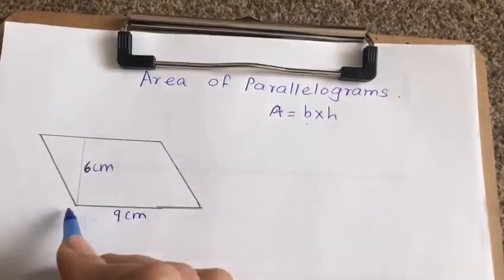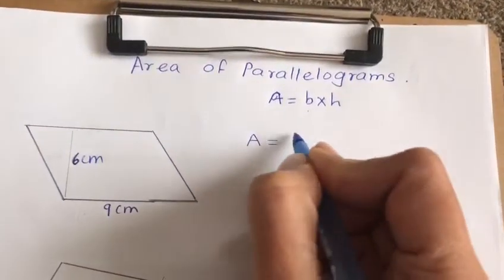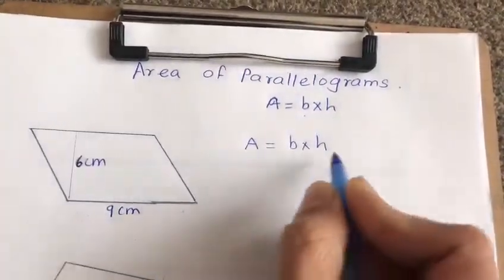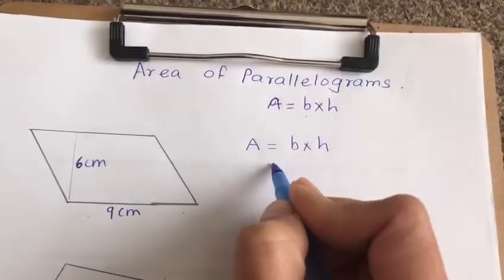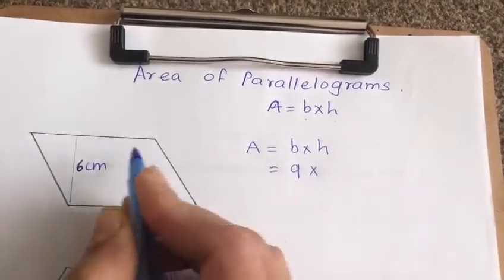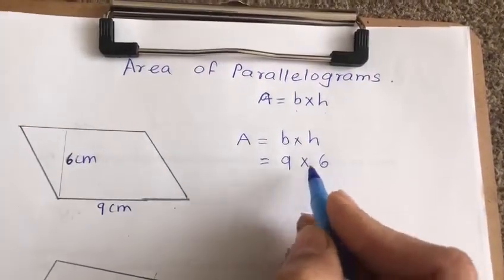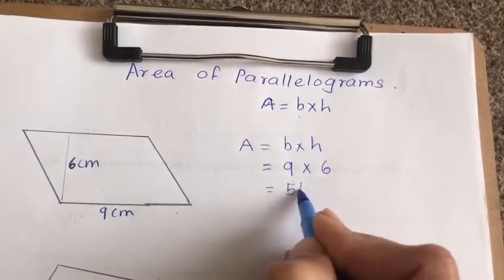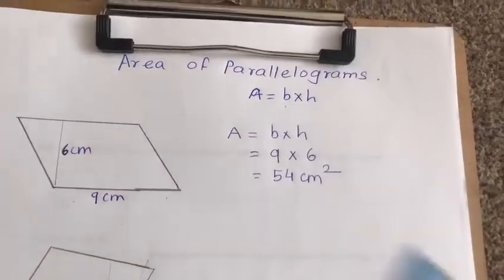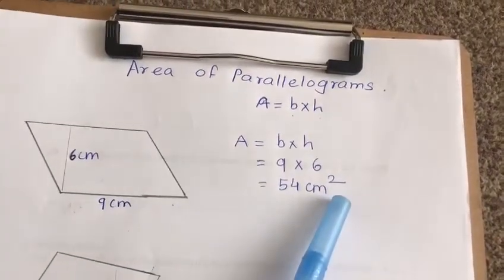So for this parallelogram, I'll write the formula first. A equals B times H, where B represents base and H represents the height. So base is 9 cm. I write 9 here, and height is 6 cm. So I write 6 here. So 9 times 6 is 54 centimeter square. So the area of this parallelogram is 54 centimeter square.